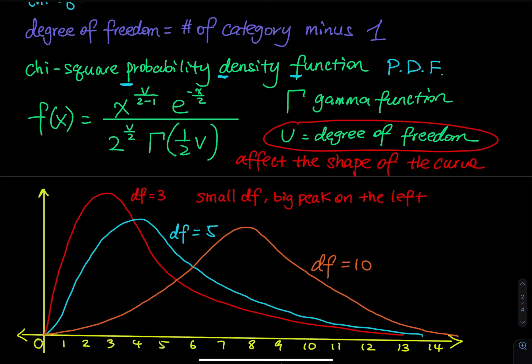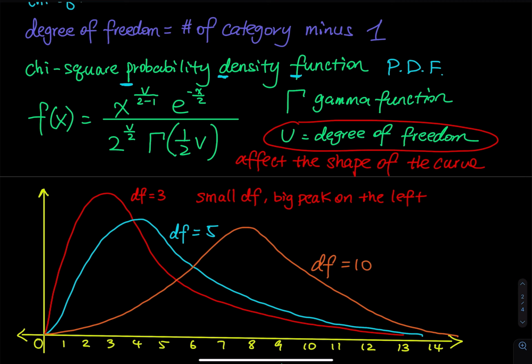So I cannot give you one curve like the bell curve. I have to give you multiple curves, and the shape of the curve all depends on the degree of freedom. So let's say when the degree of freedom is equal to 3, you have a red curve.